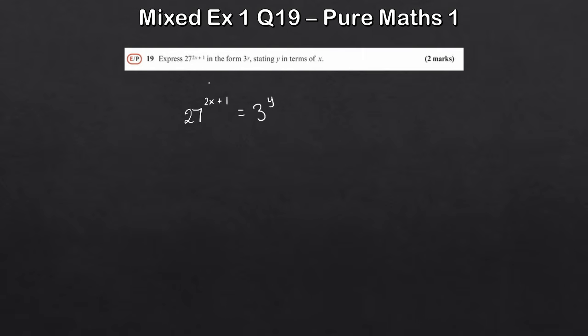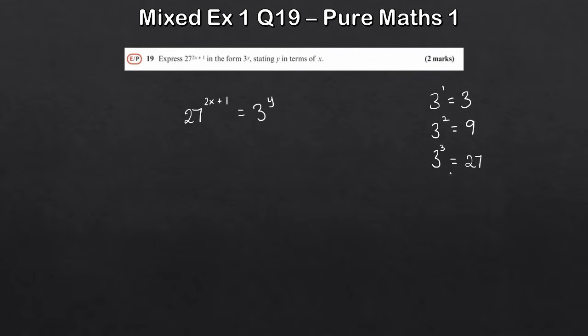The first thing I'm going to look to do here is take this 27, and how would I write 27 in terms of base 3? So what I mean by that is if you take 3 to the 1, that would be 3. If you take 3 squared, that would be 9. So we're still not at 27 yet, so let's keep going. 3 cubed, 9 times 3, 27, perfect.